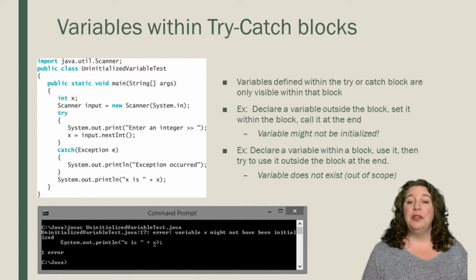If you declare it within the block and then try to use it outside the block, you may get that it's out of scope. So if I did an int x inside of my try block and then I tried to reference it outside of my try block, it's out of scope. It doesn't exist anymore. So remember where your scope is inside of your try-catch blocks. The try is a block of its own, and a catch is a block of its own.